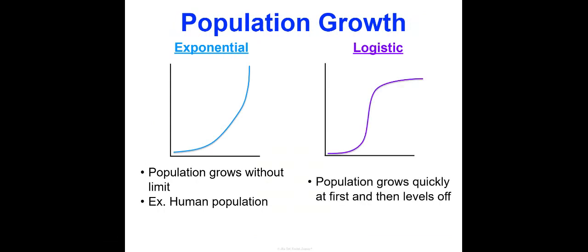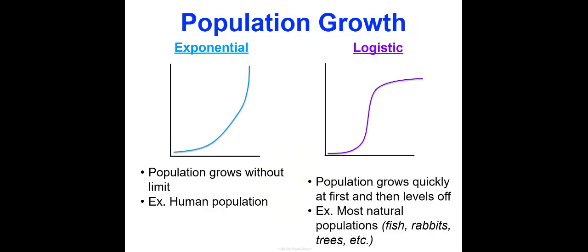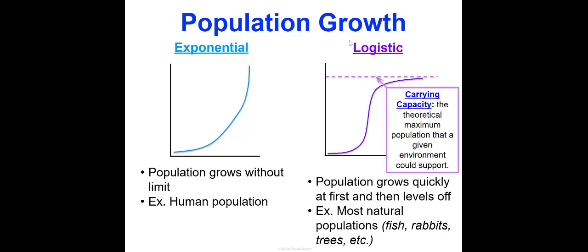Logistic: the population will grow quickly and then it'll level off based on the environment. Most natural populations follow this. And this dotted line is showing the carrying capacity, so this is theoretically how much the environment can support. So think of food, think of water, think of habitats.